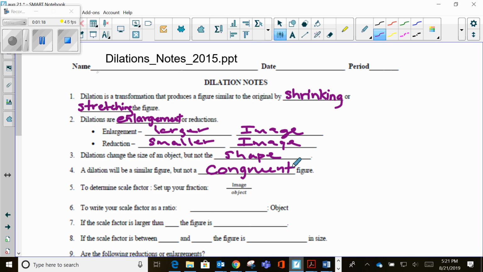To determine the scale factor, you can set up a fraction called the image divided by the object. The image being the new picture, or shape, and the object being the original. To write your scale factor as a ratio, we would write image compared to object.